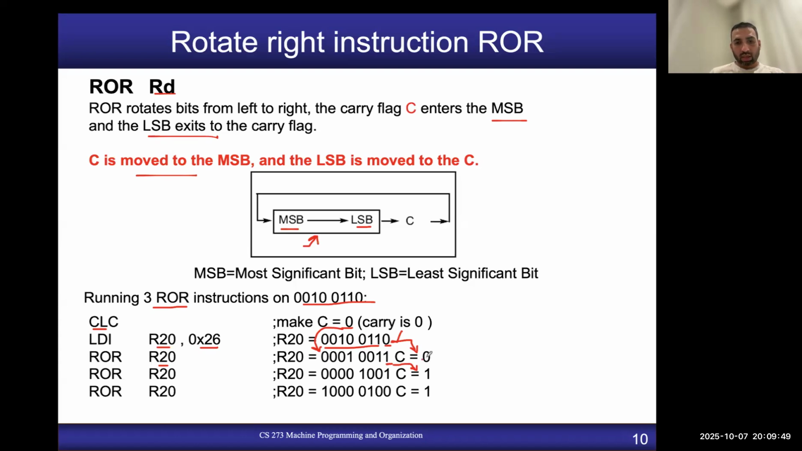So basically, let me draw it like this. So it comes here, right? Now, when you say rotate on right once more, then this one will be moved into the carry flag here. So it becomes 1, and this older carry moves into the most significant bit position of the R20 register. So the most significant bit becomes 1. And all the bits in between are moved one position toward the right. Any questions?